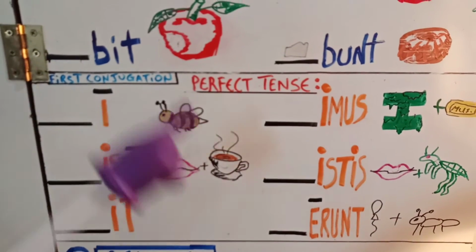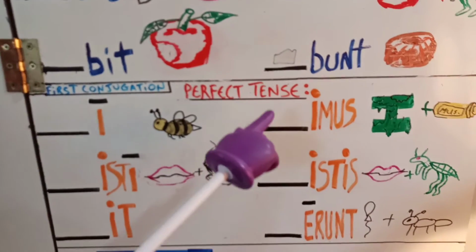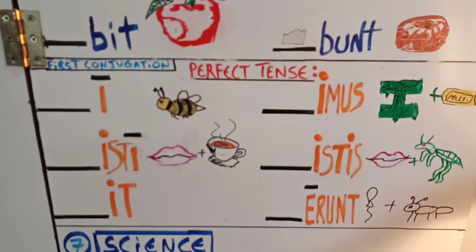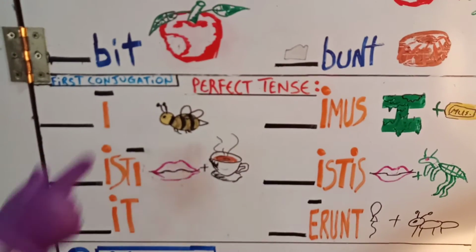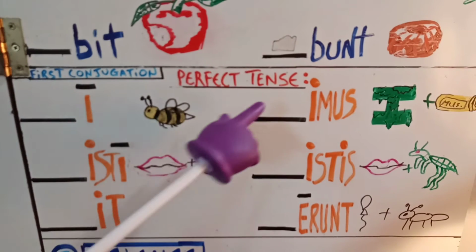First conjugation, perfect tense. Last time, on a perfect day, the farmer in the dell goes outside and says, e isti it, imus istis erunt. First conjugation, perfect tense.